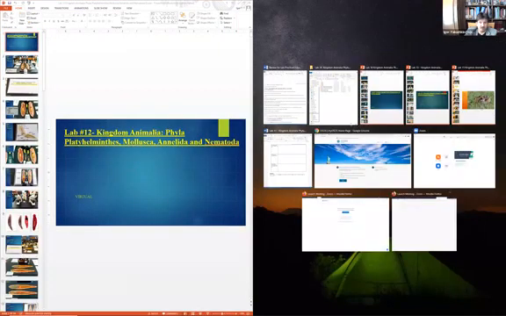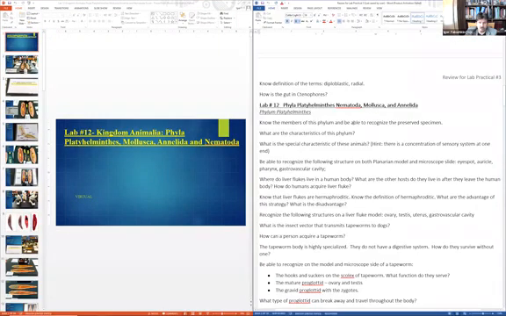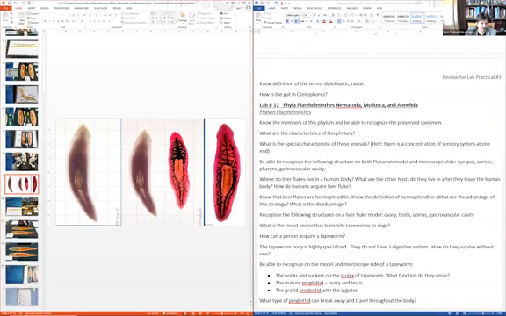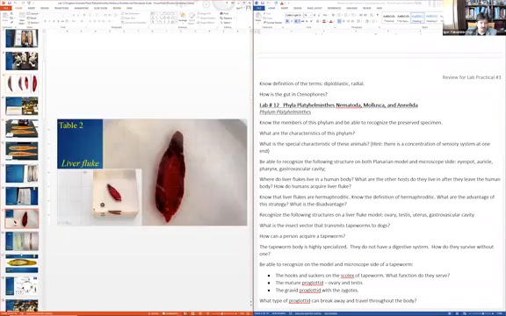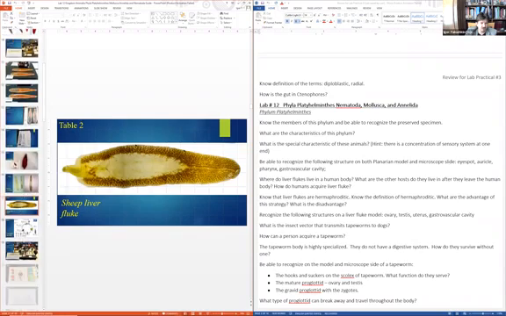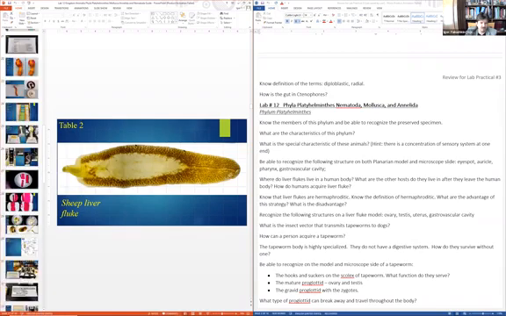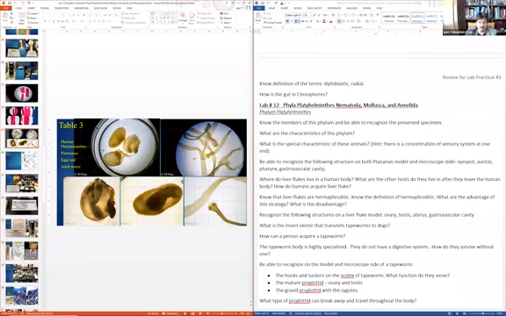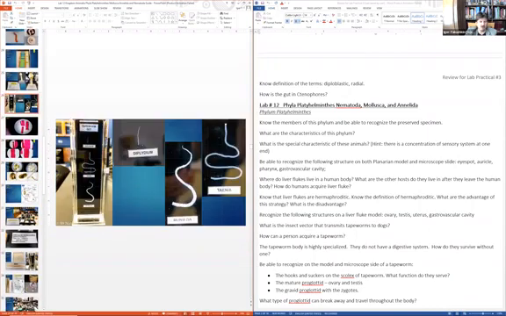Lab number 12. So flatworms: know the members of the phylum, be able to recognize the preserved specimens. We're talking about those guys. That's the planarian. We're talking about those guys. That's the liver flukes. And we're talking about either these guys or that guy or those creatures. These all are the flatworms.